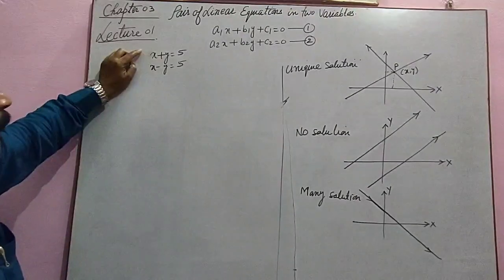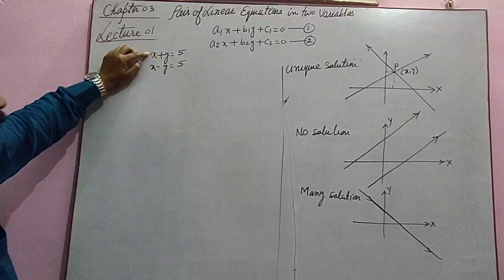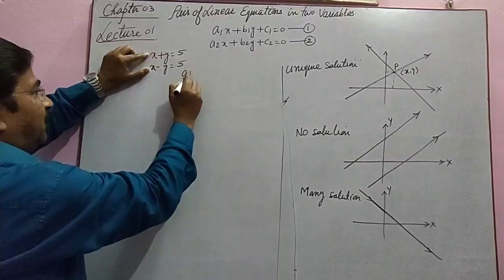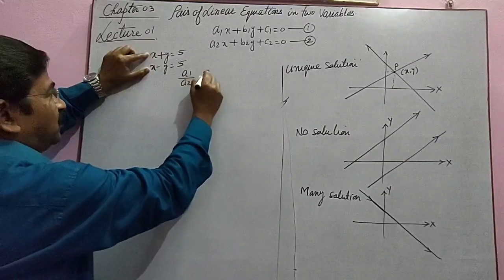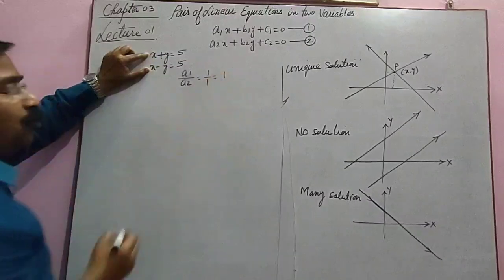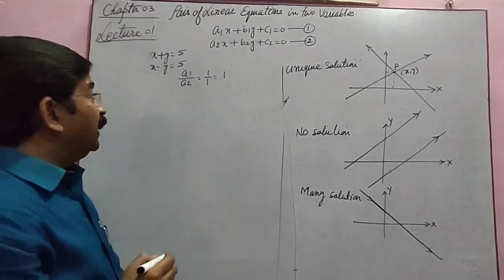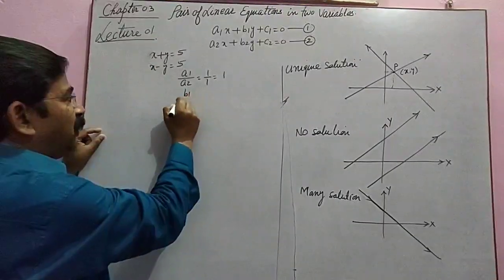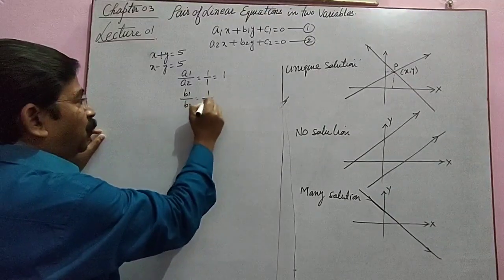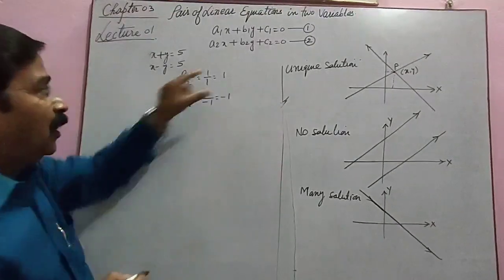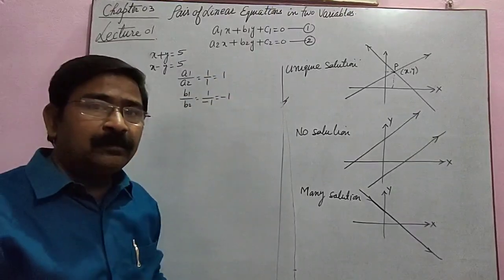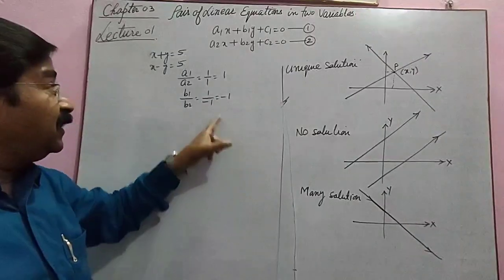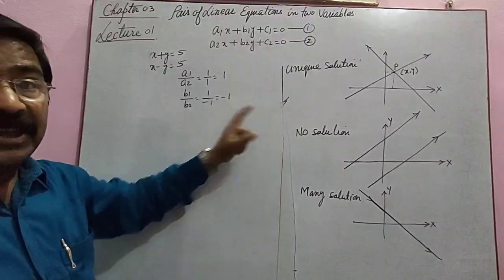If we find the ratio of a1 and a2, the coefficients of x, a1 upon a2 is 1 upon 1, which is equal to 1. And if we find b1 upon b2, this is 1 upon minus 1, which is equal to minus 1. Are these two values the same? No. And you had seen in the graph that the lines were intersecting each other.